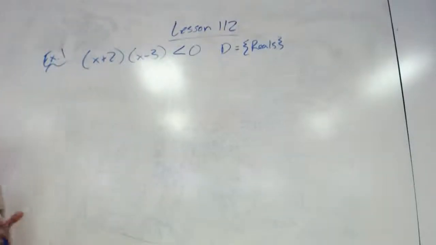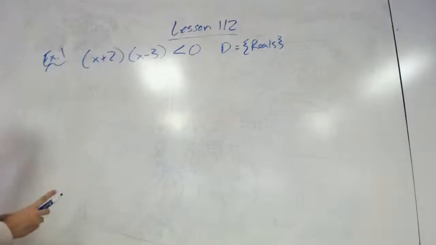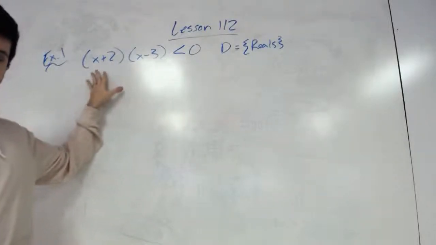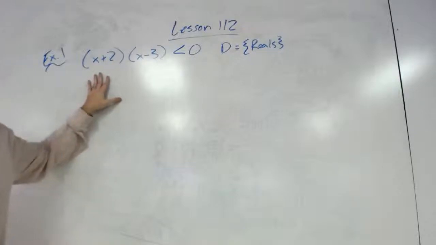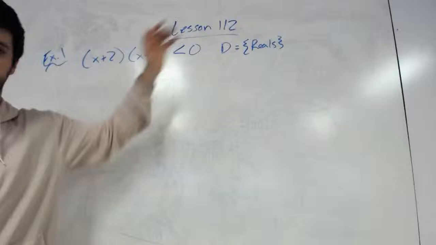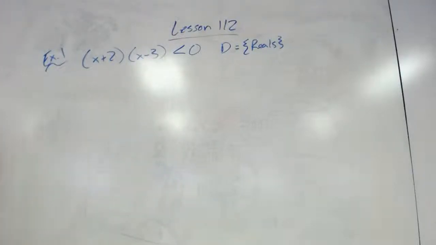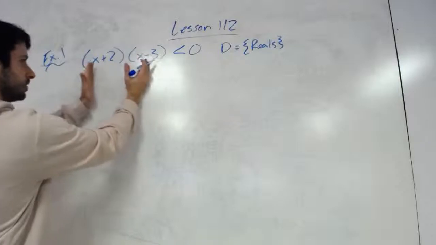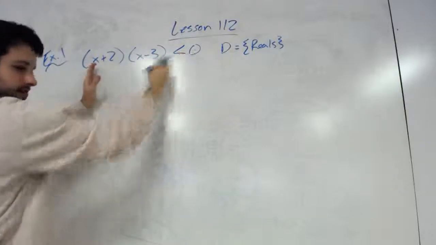Lesson 112, we're going to look at quadratic inequalities, the less than side. So we're looking to graph this quadratic inequality. It gives x plus 2 times x minus 3 is less than 0 and gives us a domain of real numbers. Okay, so what we know is we want these two products to be less than 0.